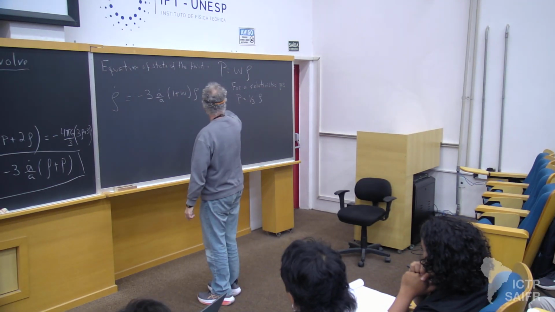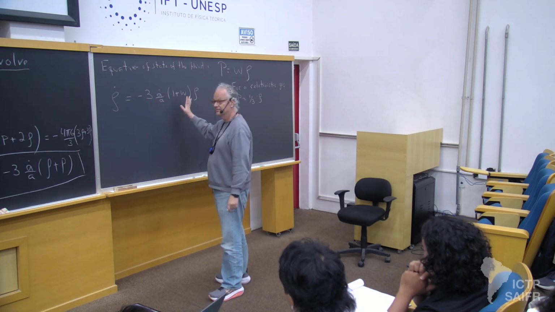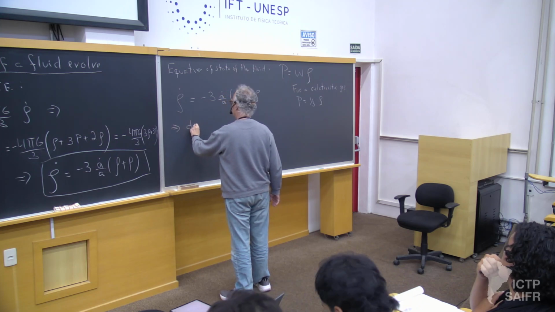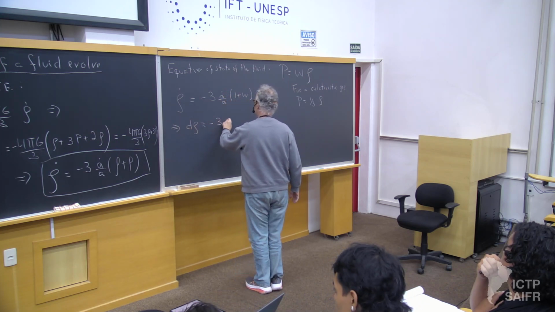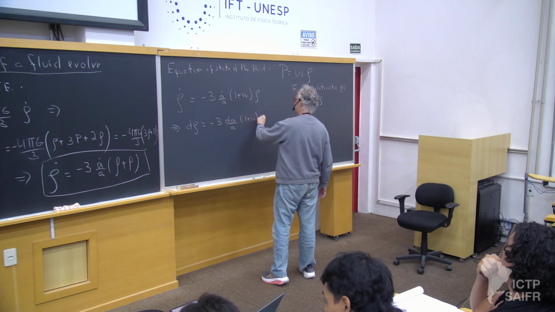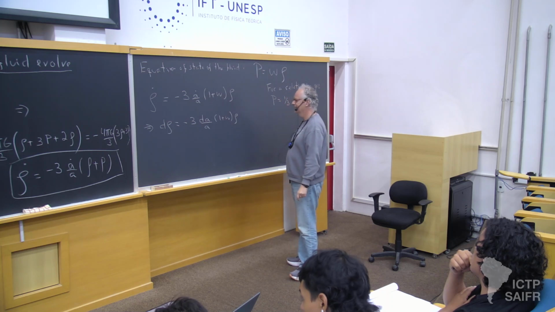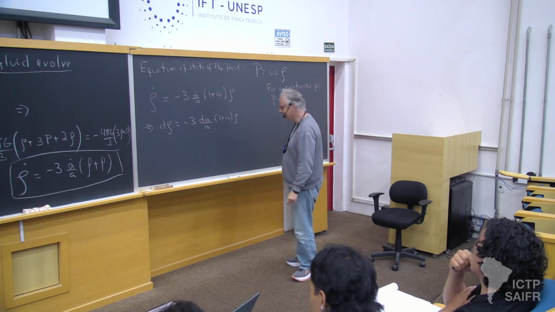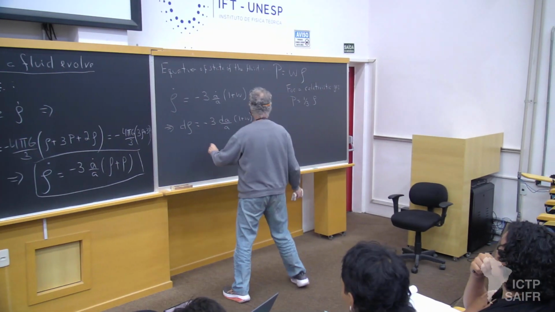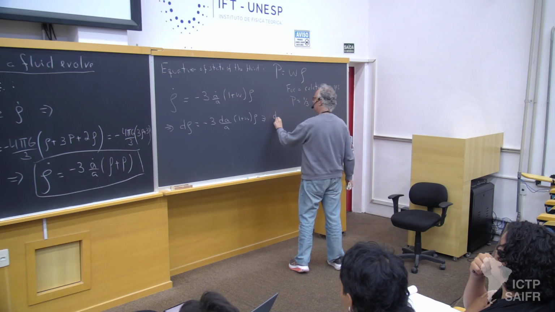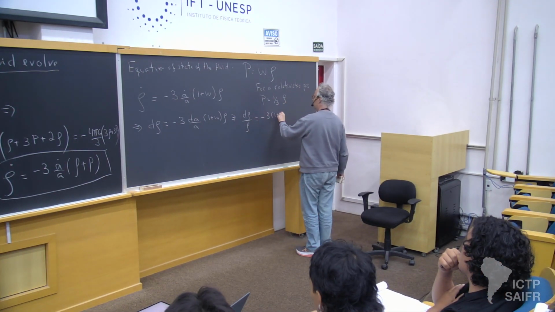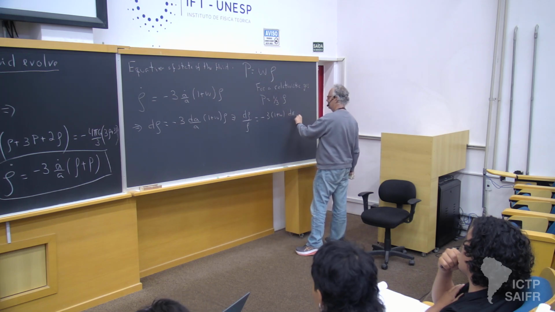Very good. So let's assume now that W is a constant for the moment. And if W is a constant, I can write this equation in the following way. d rho is minus 3 dA over A, 1 plus W rho. So the mathematicians will kill me, but this is true. So this means that d rho over rho is minus 3, 1 plus W dA over A.